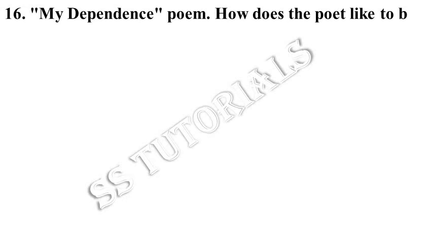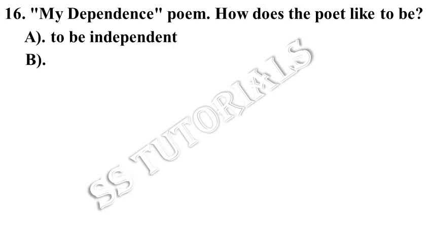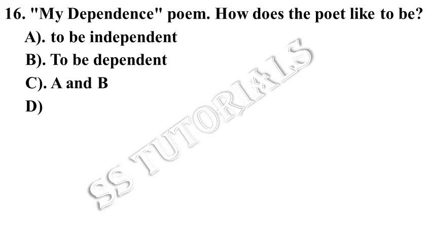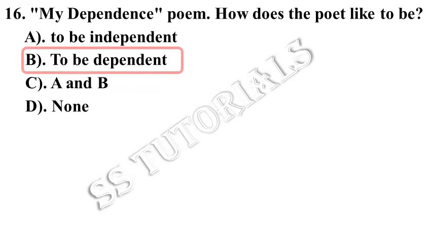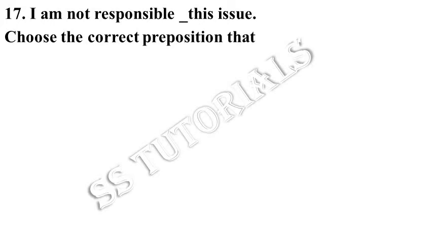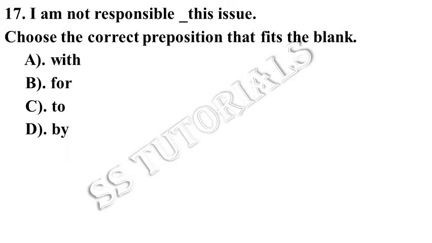In the poem My Dependence, how does the poet like to be? Answer: to be dependent. I am not responsible dash this issue. Choose the correct preposition that fits the blank. Answer: for.